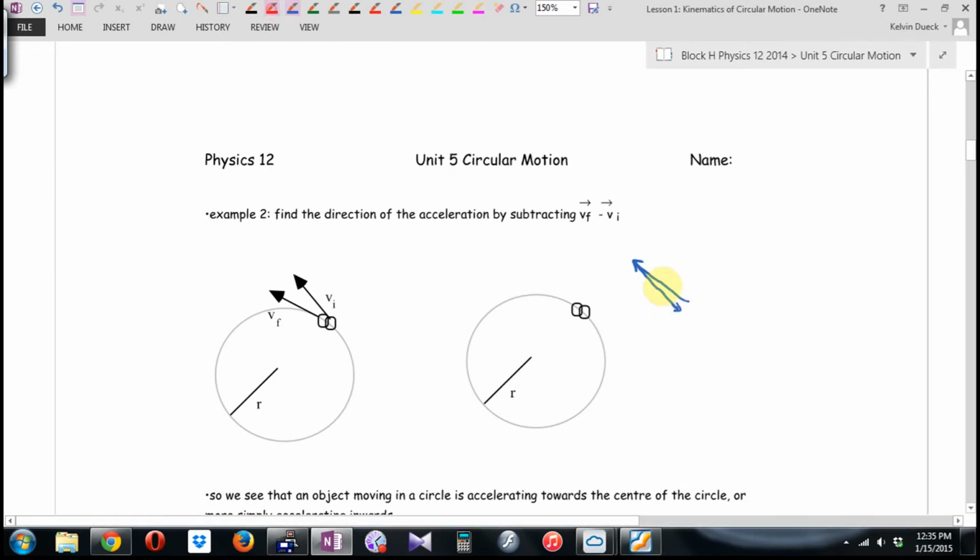The resultant is, if I draw it here, here is negative V initial. The resultant is what direction? Toward the center. Toward the center. And this is a counterintuitive concept.